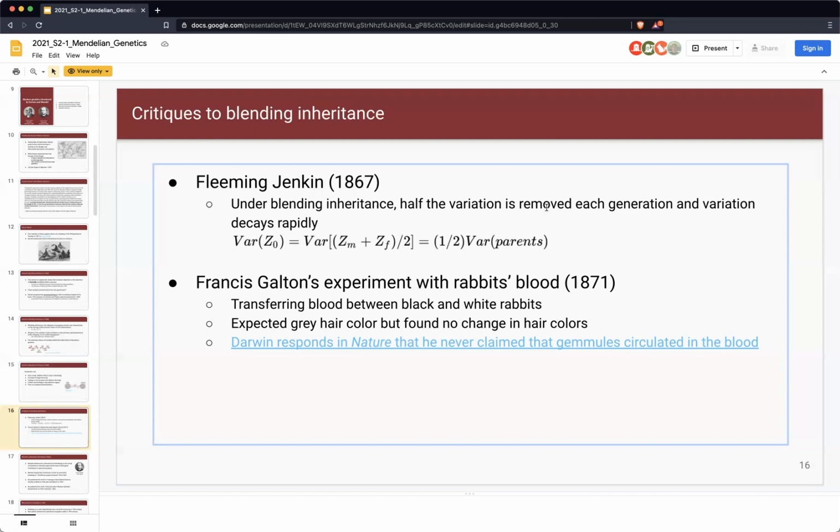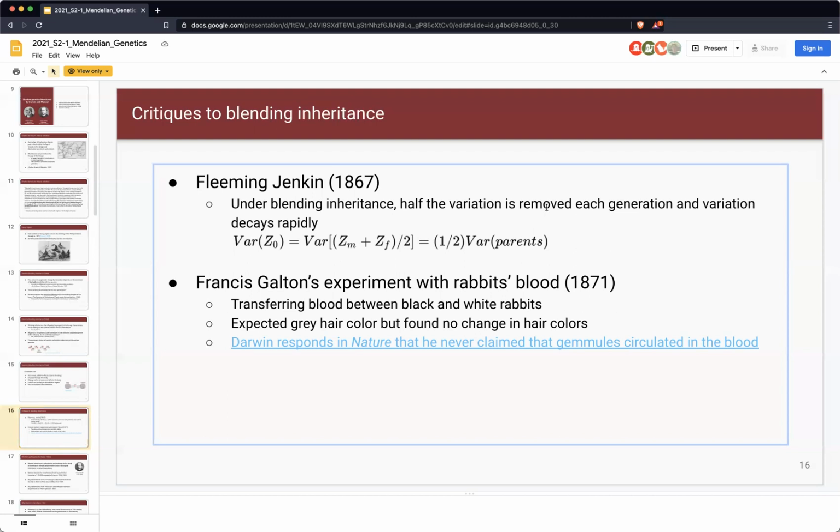Think about the situation if you repeat this over many, many generations: then the variation persisting in the population ultimately decays and disappears.